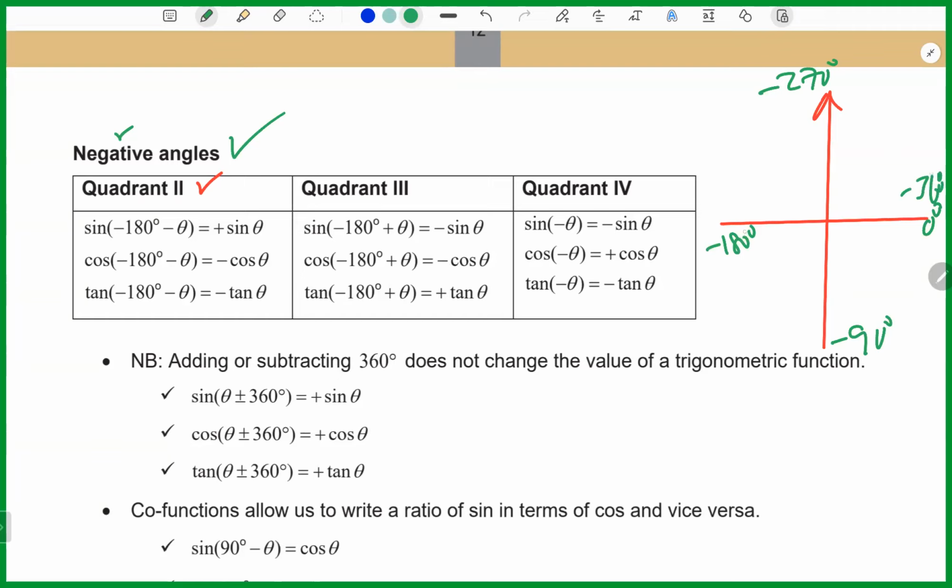Moreover, if that is the case, you can decide to add. So if you want to say minus 180 degrees minus theta, you'll actually be going further. But if you say minus 180 degrees and then you add theta, you'll be going back like this. Now, this is our usual CAST diagram, so nothing strange.